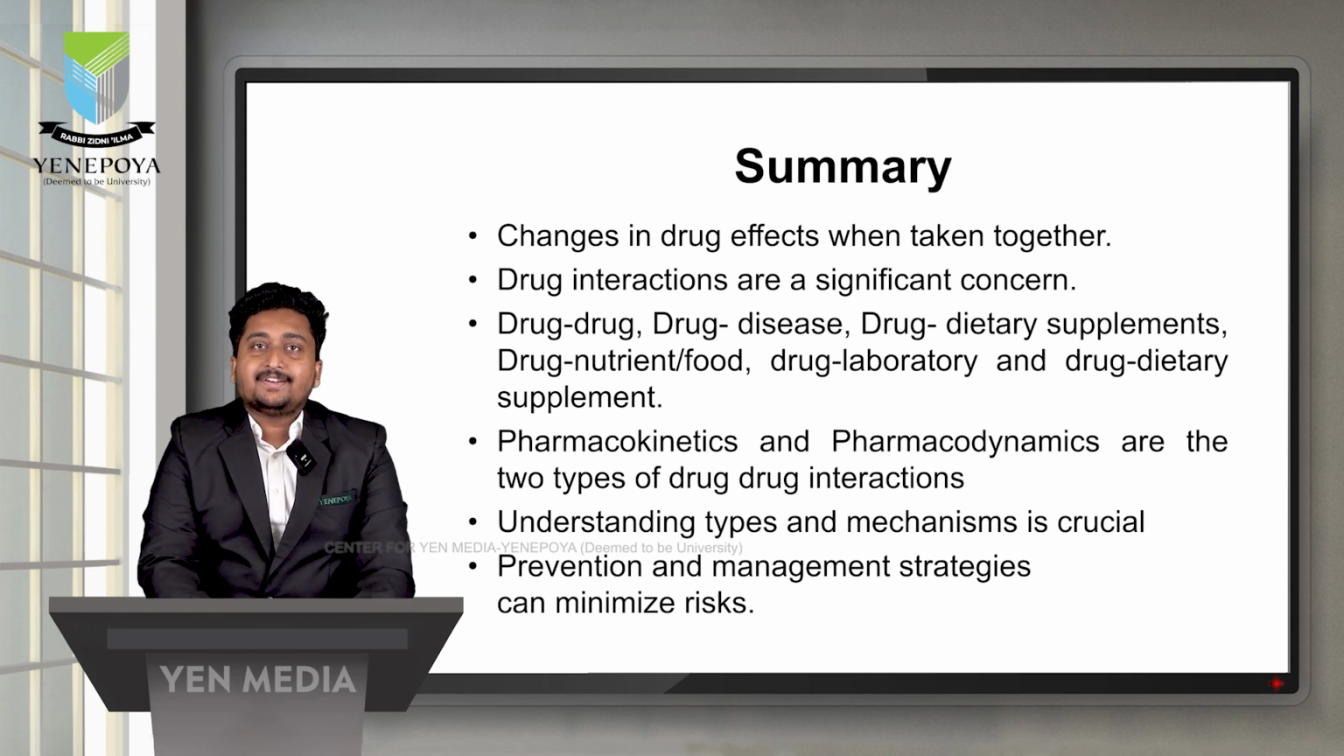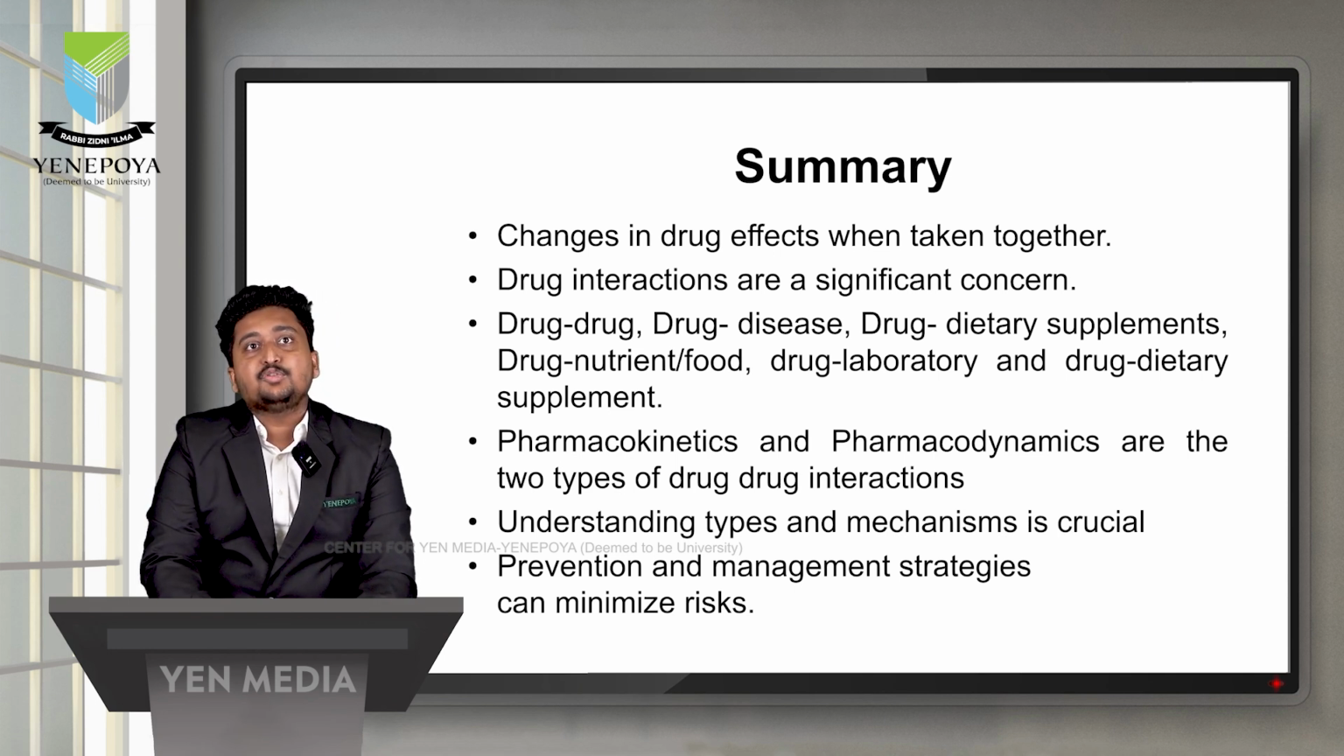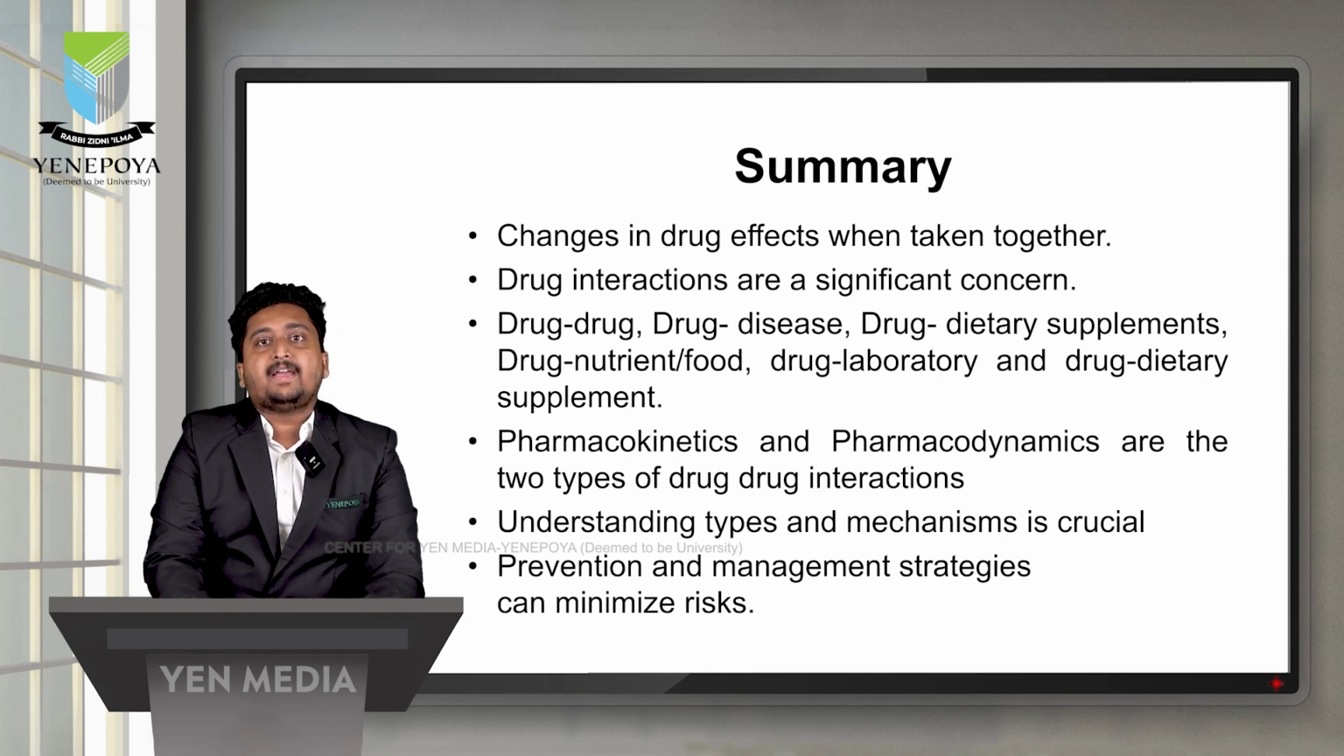Drug-disease, drug-dietary supplements, drug-nutrient or food, and drug-laboratory are some of the major types of drug interactions. Pharmacokinetics and pharmacodynamics are the two types of drug-drug interactions. Understanding the types and mechanisms becomes much more crucial so that we can optimize the therapeutic regimen based upon the interaction found. And lastly, prevention and management strategies can actually minimize the risks.